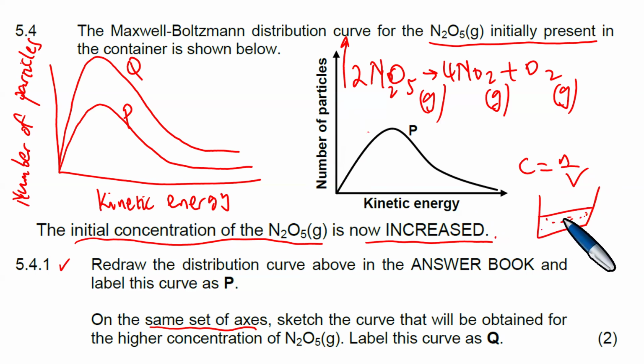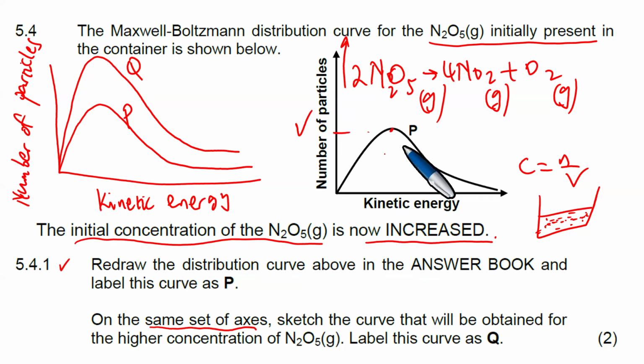The number of particles per unit volume defines the concentration. It's like pressure. This is the number of particles on the vertical axis. But if the initial concentration of N2O5 is now increased, what happens to the graph? The graph will experience more particles. When the number of particles increases, the graph is not going to have the same number of particles.